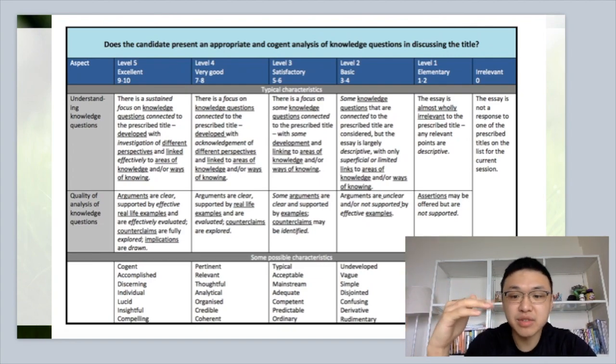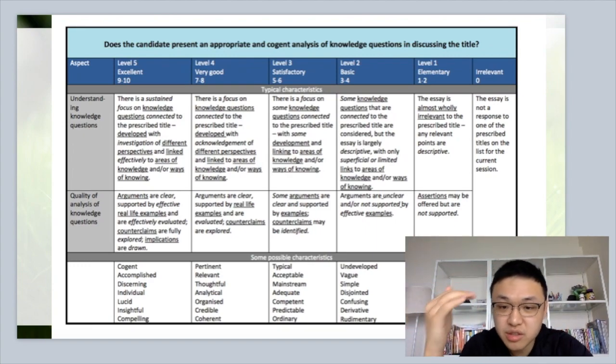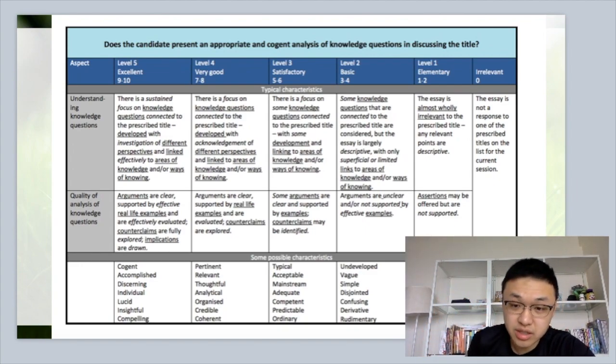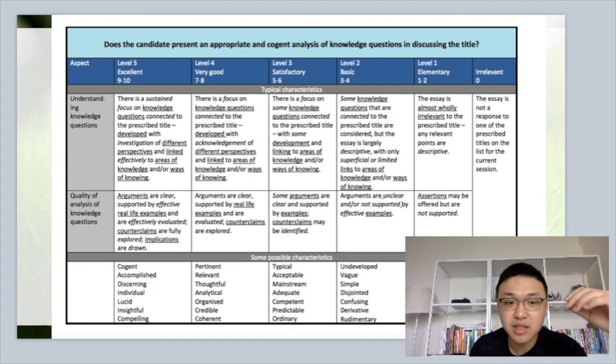So basically, you have this essay prompt. What you have to do is you need to develop knowledge questions that answer the essay prompt, and then you answer the knowledge questions yourself. Okay, so you develop knowledge questions that help you to answer the prompt.